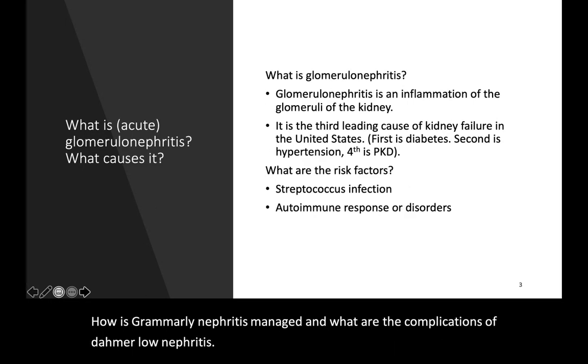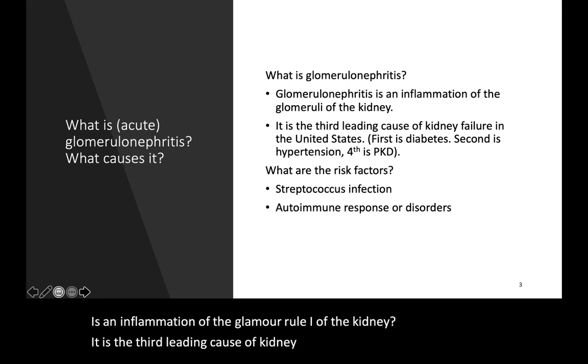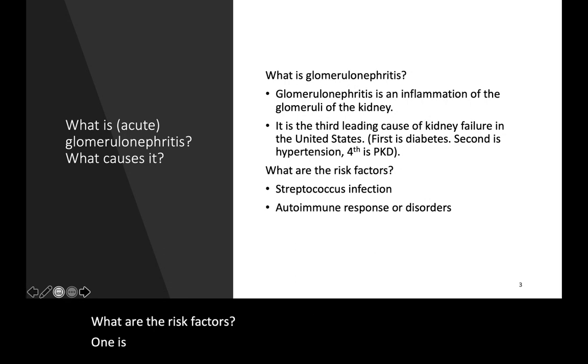What is glomerulonephritis and what causes it? Glomerulonephritis is an inflammation of the glomeruli of the kidney. It is the third leading cause of kidney failure in the United States. What are the risk factors? One is streptococcus infection and autoimmune response or disorders.